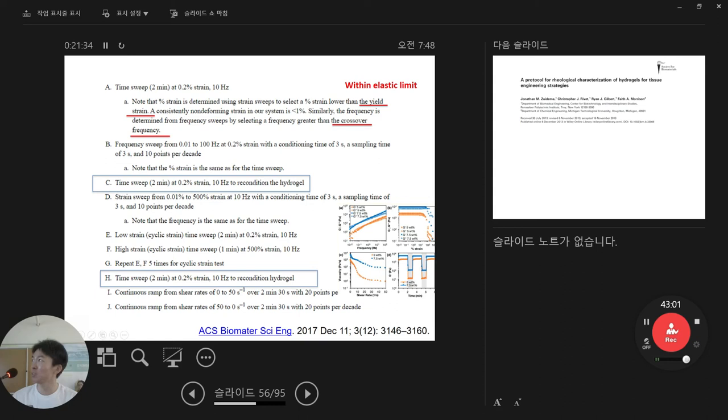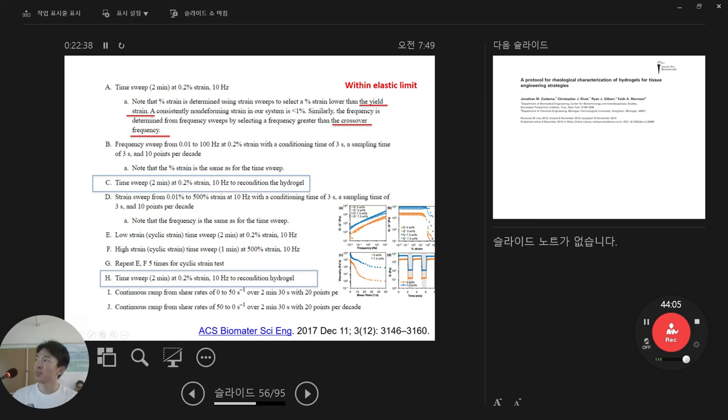And then they do the frequency sweep, with a conditioning time of 3 seconds, a sampling time of 3 seconds, and 10 points per decade. Per decade means that when you change from 0.01 to 100 Hz, one decade is 0.01 to 0.1, another decade is 0.1 to 1, then 1 to 10, and 10 to 100. This has 4 decades, right? So per decade 10 points, and from 0.01 to 100 you get 40 points. One decade means 10 times. The conditioning time of 3 seconds and sampling time of 3 seconds are set originally; you cannot change them. And the strain is the same as for the time sweep.